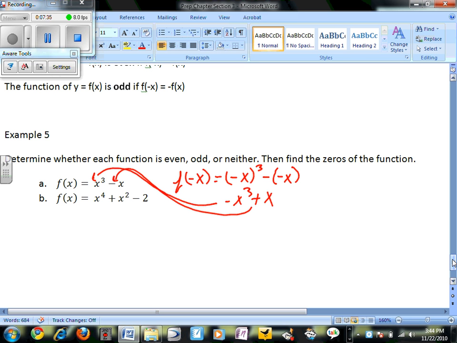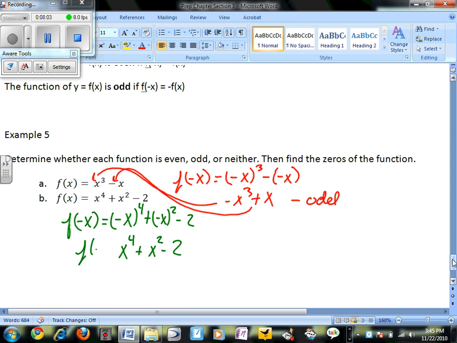All right, let's look at b. Is that odd or even? All right, so we go ahead and we plug f of negative x in. We have negative x to the 4th plus negative x squared minus 2. A negative to an even power is always going to be positive. Since we plugged f of negative x, and then we got the original equation that we started with, that function there is an even function.